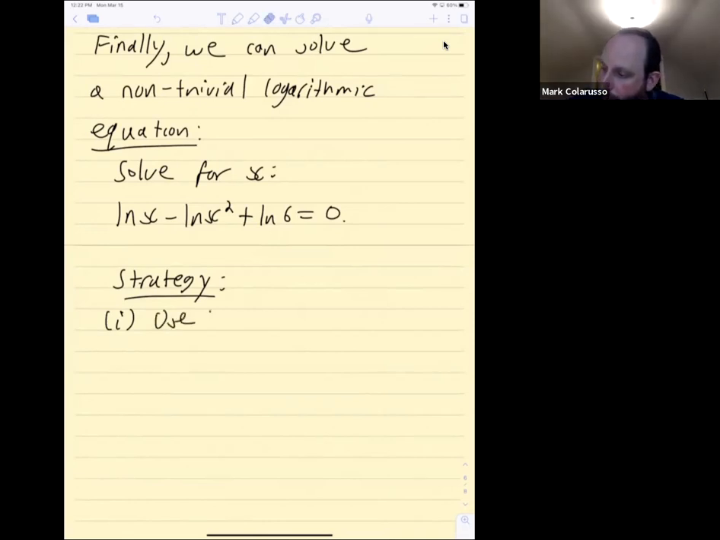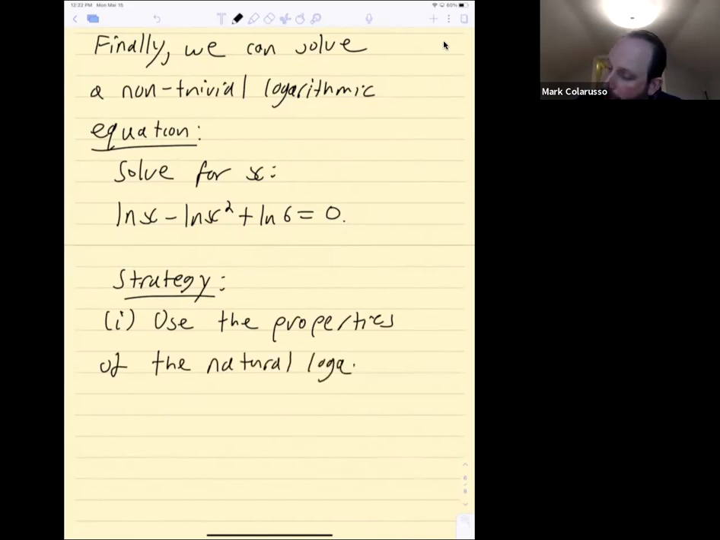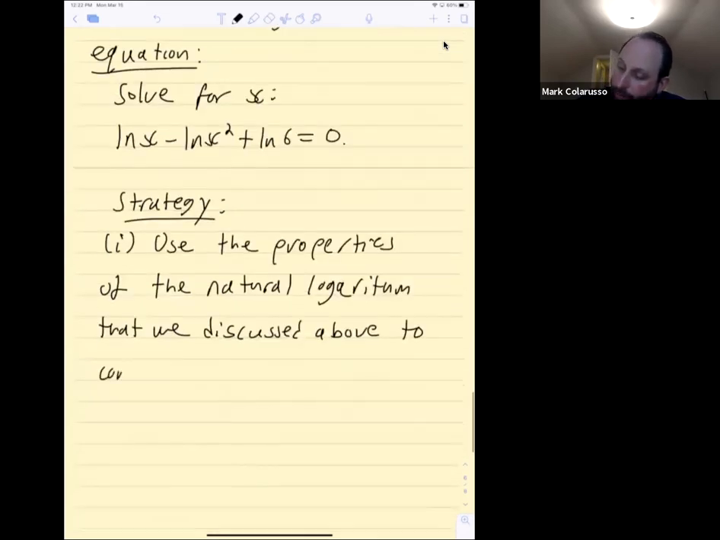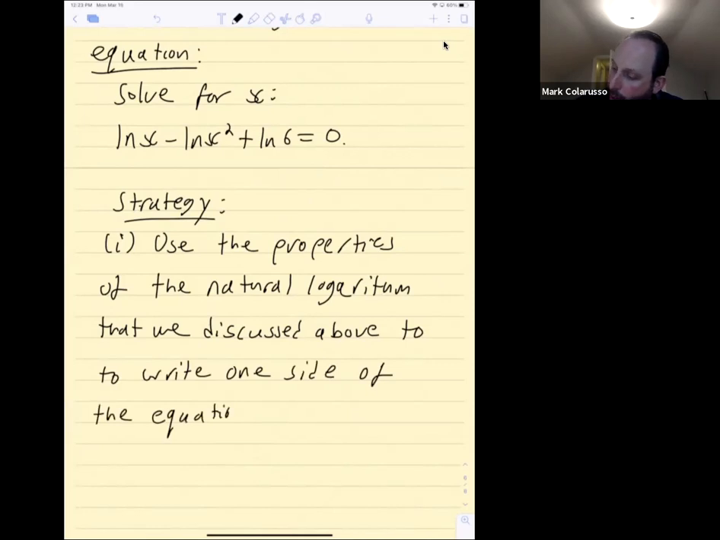So one, use the properties of the natural logarithm that we discussed above to combine all the logarithms, or to write one side of the equation as a single logarithm.